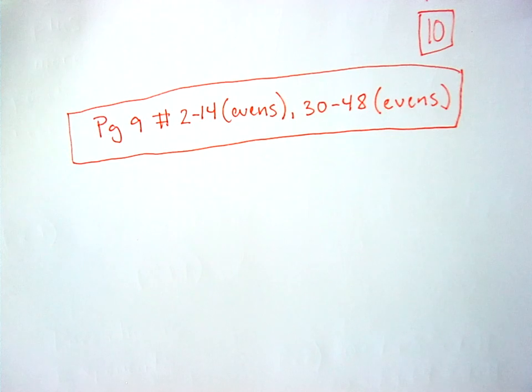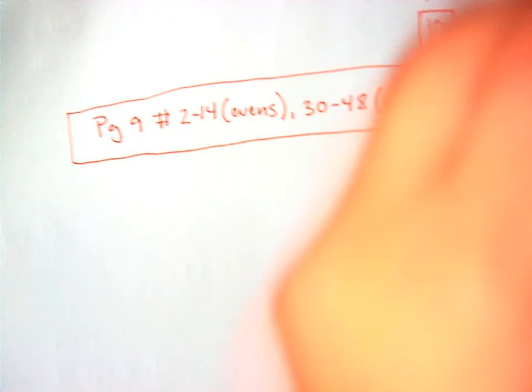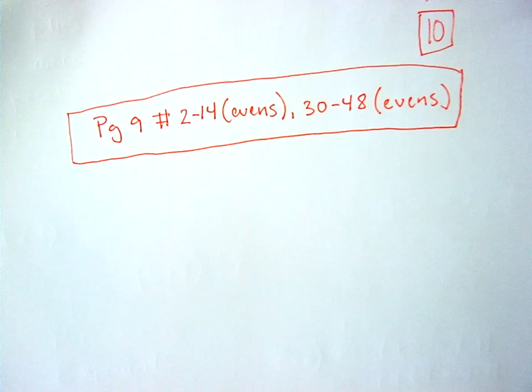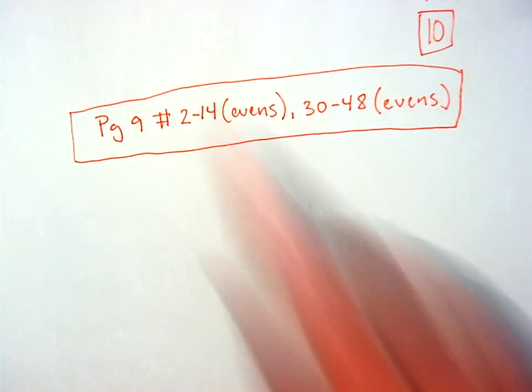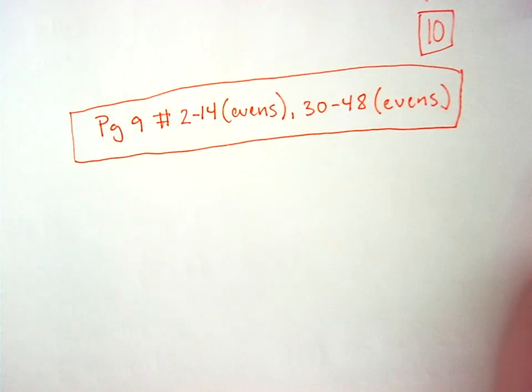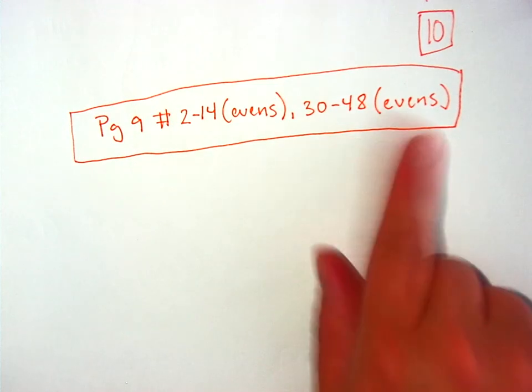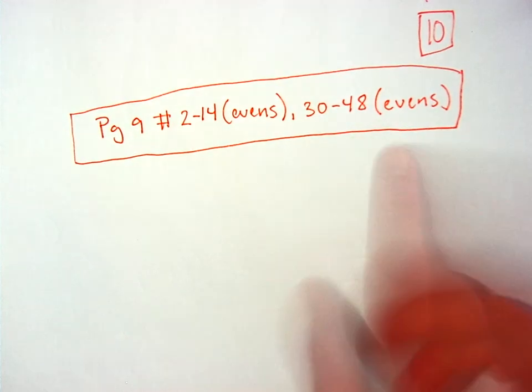Page 9. Number 2 through 14 evens. Evens means like 2, 4, 6. And then 30 through 48 evens. The first set is like that translation stuff that we were just doing. You don't have to solve the problem. You just have to translate it into numbers and variables. And then this is going to be all order of operations. Some really hard, some pretty easy.